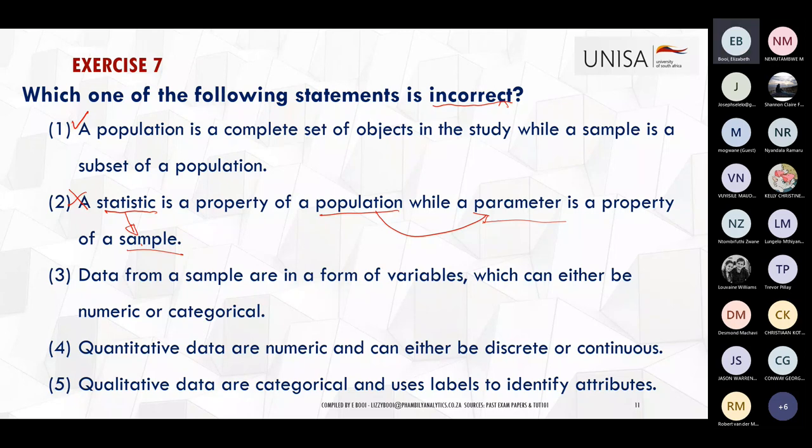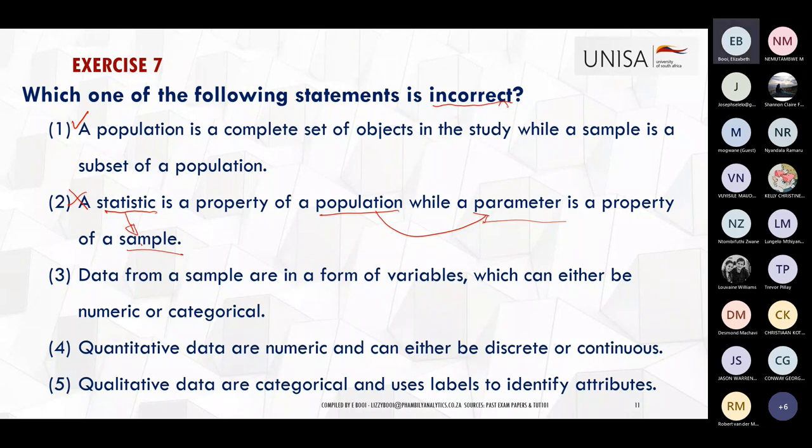With multiple choice questions, it's always tricky, but you need to apply your mind. Don't forget about the things that you know. I'm not even going to go on with the rest because the rest are true. Data from a sample are in the form of a variable, and they can either be numeric or categorical, because it's qualitative or quantitative. Quantitative data is numeric data, and it can either be discrete or continuous. We did cover this earlier. And qualitative data are categories and use labels to identify attributes. Everything that we spoke about when we started the session is on the questions as well.